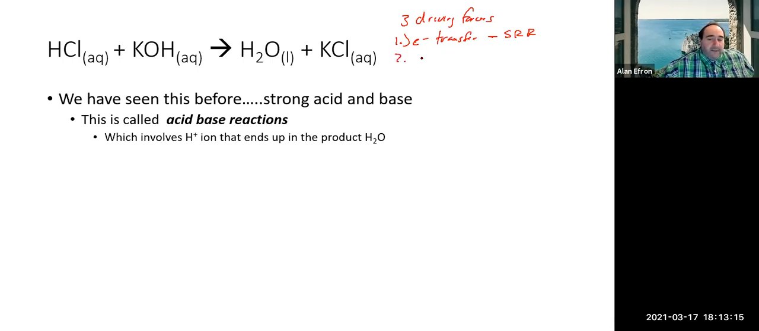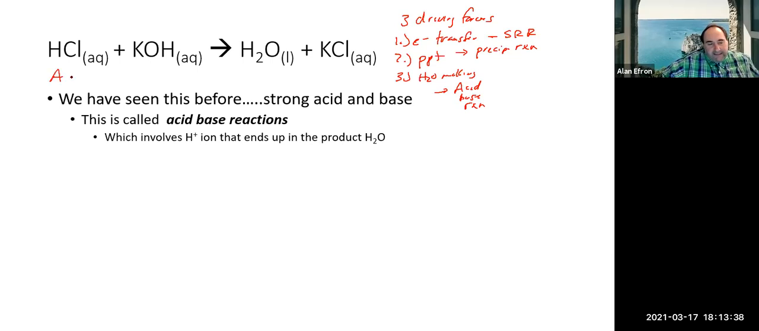The second one was a precipitate being made, which is what we saw in our precipitation reactions. The third driving force is the formation of water, so making water, which is what we see here with our acid-base reactions. So these are really the things that are happening here. An acid-base reaction: this is an acid, that's hydrochloric acid, not acetic acid. This is a base, which is potassium hydroxide.